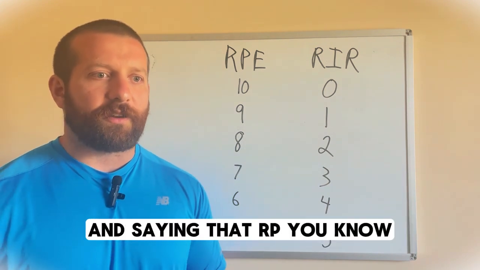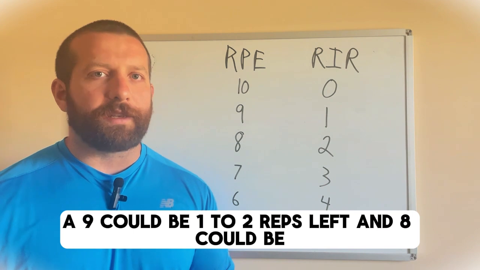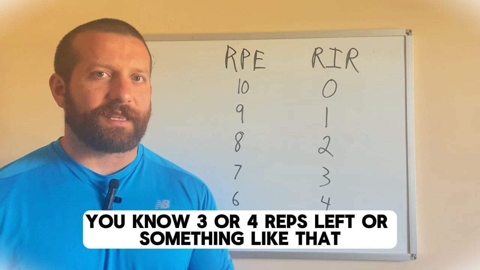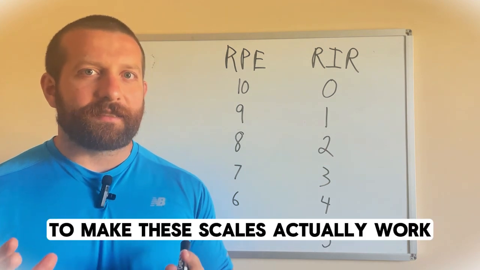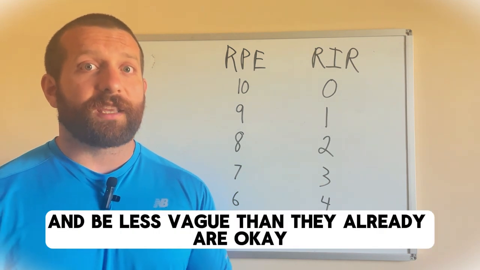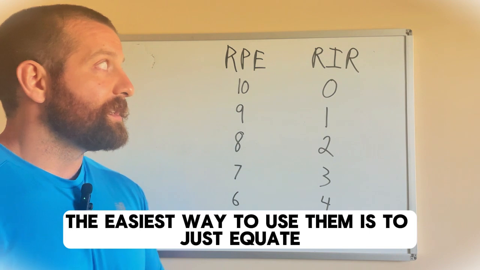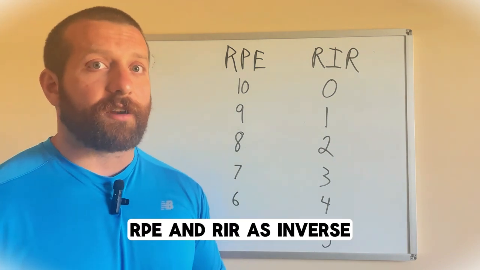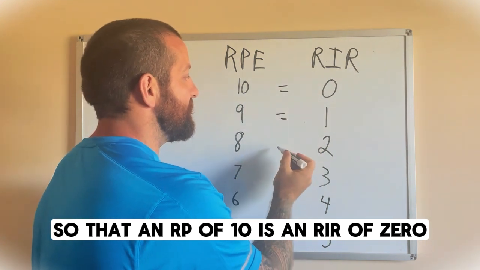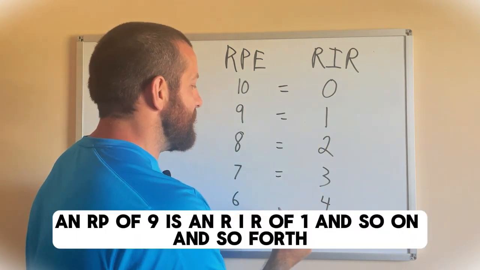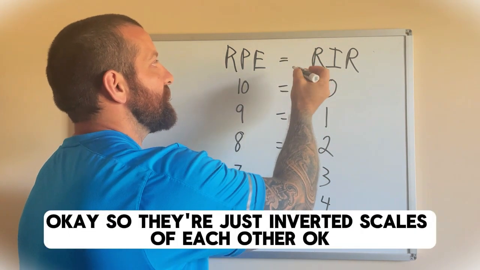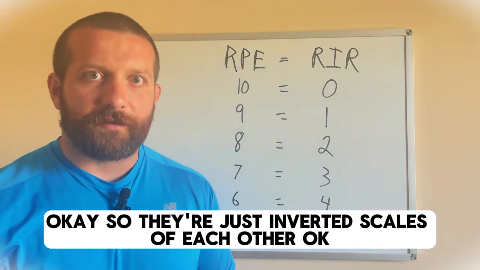and that's why a lot of people would probably disagree with me in saying that a 9 could be 1 to 2 reps left, and 8 could be 3 or 4 reps left, or something like that. To make these scales actually work and be less vague than they already are, the easiest way to use them is to just equate RPE and RIR as inverse, so that an RPE of 10 is an RIR of 0, an RPE of 9 is an RIR of 1, and so on and so forth. Okay, so they're just inverted scales of each other.